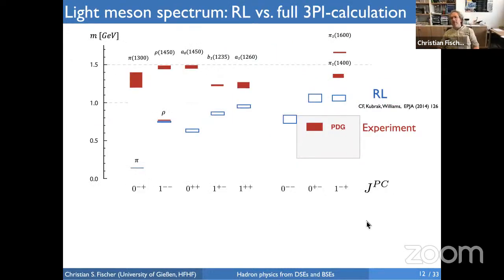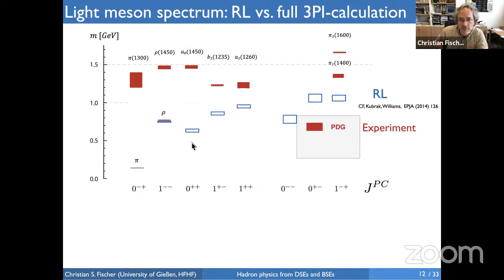Okay, so what do you get? Remember, we had these 2 different approximations. The rainbow ladder was the simple one, where we just solved the quark DSE with some effective running coupling and then put the results into the Bethe-Salpeter equation for a meson. And we have the complicated one where we solve a lot of equations together and then put the result into the Bethe-Salpeter equation of the meson. The rainbow ladder result is shown here in blue. We see that we get the ground state right in the pseudoscalar channel, and we get the ground state right in the vector channel. So that's fine. This is clearly a success of the rainbow ladder calculation.